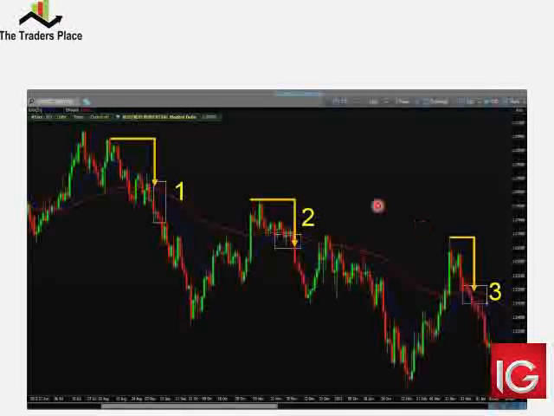Okay, instead of numbers, pictures always work better. Basically, entry 1 happens here. The 21 crosses below the 89, and you enter in one of those candles. The stop loss is the previous swing high, which I just put at about 13500 over here.